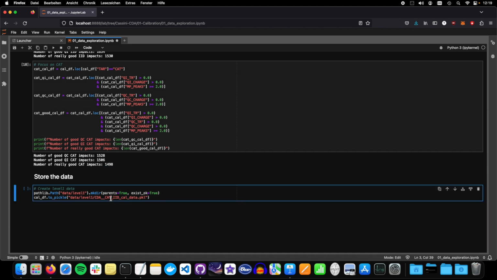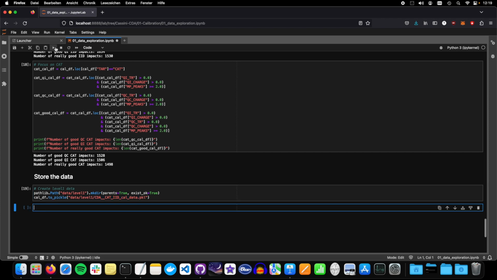Finally, we can now store our data in our level 1 folder, where we simply say CDA, CAT, IID, calibration data.pickle, and this is basically it. Yeah, this is everything we need now for our next tutorial session, where we will then take a look at the calibration functions that are already there.